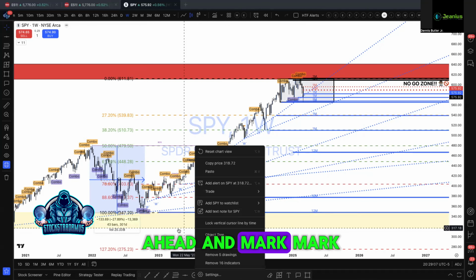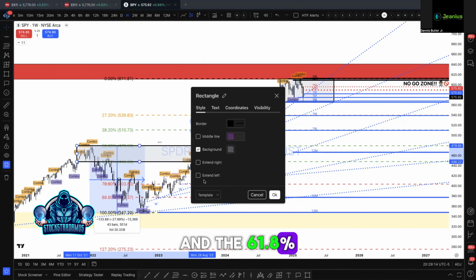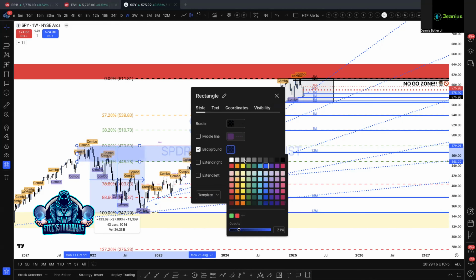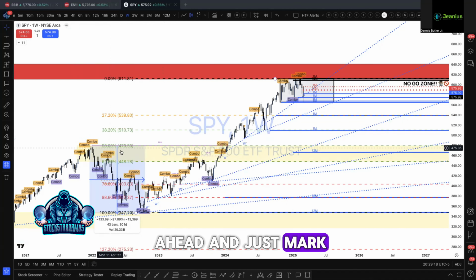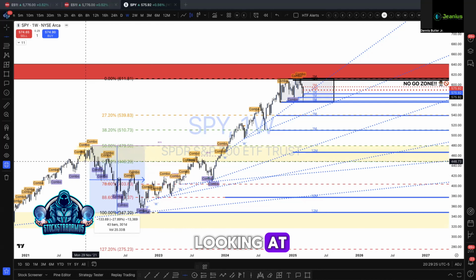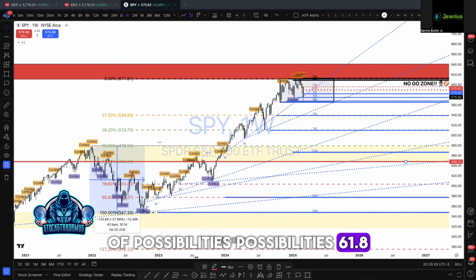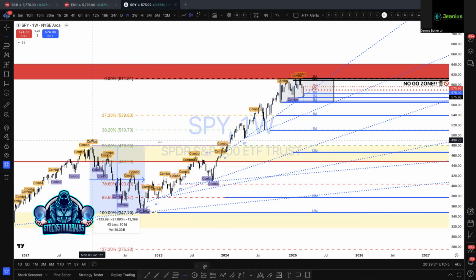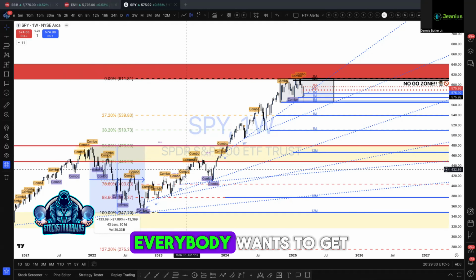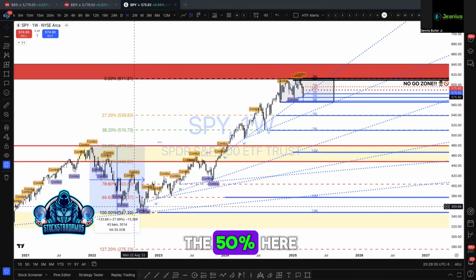Our golden zone would be somewhere between the 50% and the 61.8%. So we can go ahead and just mark that golden zone out. Now we've got our golden zone marked out. What are the areas of interest that we will be looking at? Or possibilities: 61.8, 50%, which is the one everybody wants to get in at. This was the 50% here.